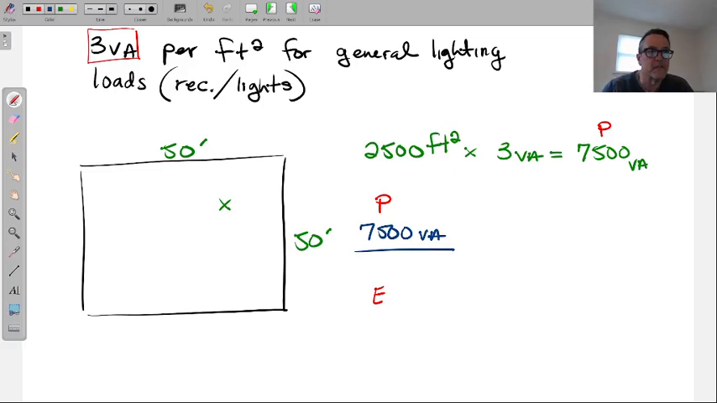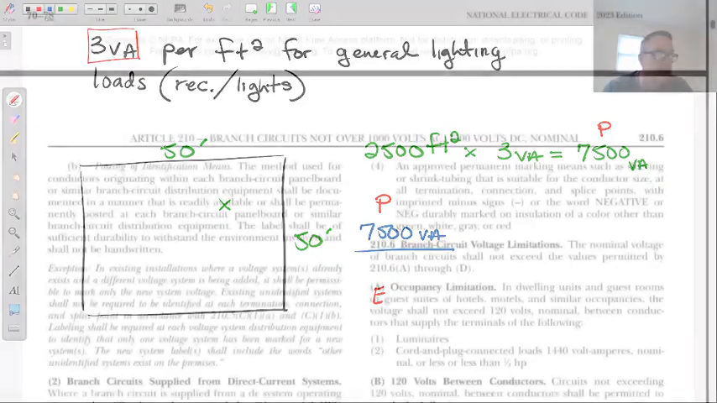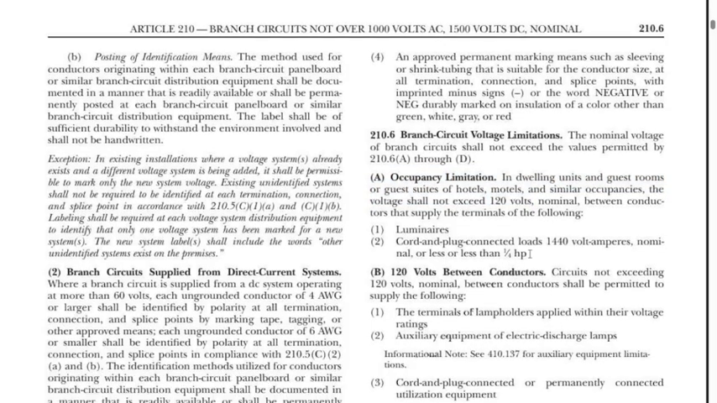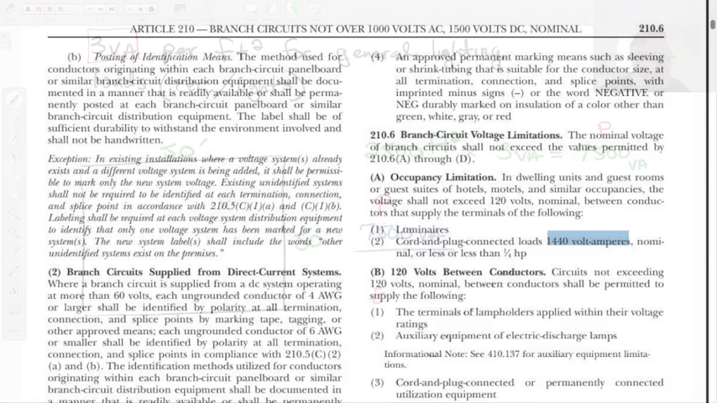Just to remind you of that, I'll go back up to that article. 210.6 yesterday when we looked at it said branch circuit voltage limitations for dwelling units shall not exceed 120 volts. In dwelling units and guest rooms, similar occupancies, the voltage shall not exceed 120 volts for those general purpose receptacles, luminaires and cord-plugged devices like lamps, TVs, computers, not exceeding this wattage, which they will not, right?